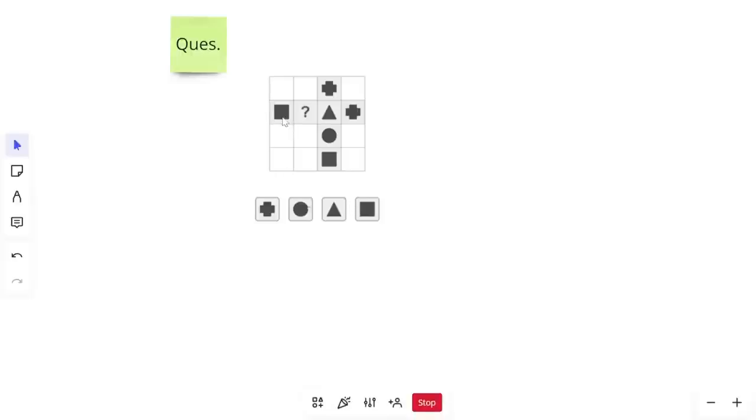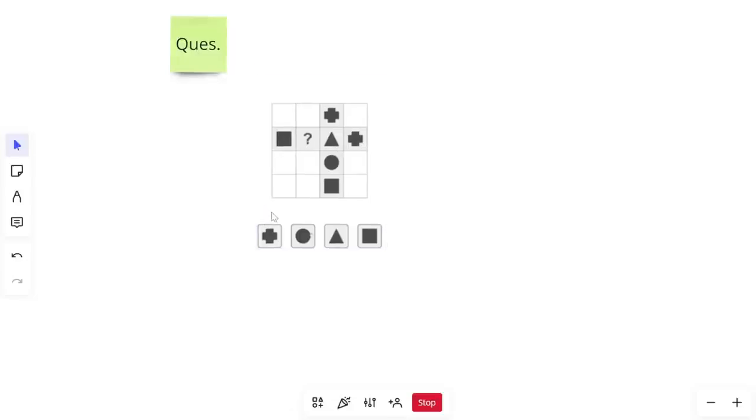See, the concept is in this row, all three are already coming: the three symbols like square, triangle, and plus. So these three cannot be the answer. Okay, the only option that is left is circle. So that is why the question mark needs to be replaced with circle in this case.